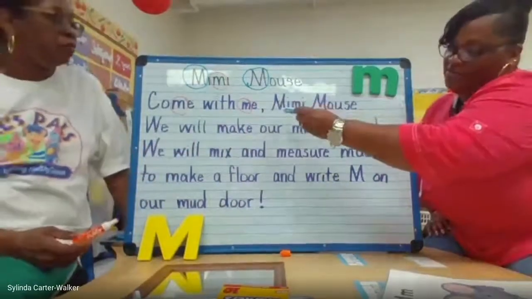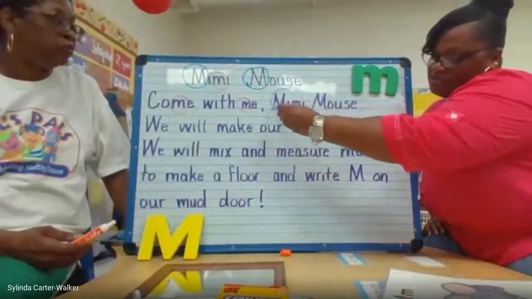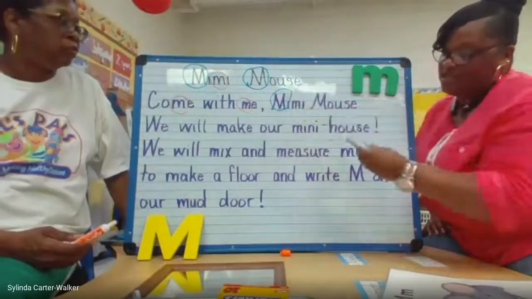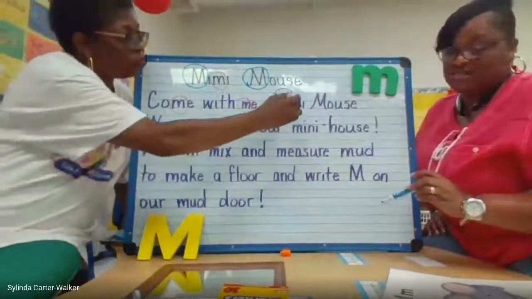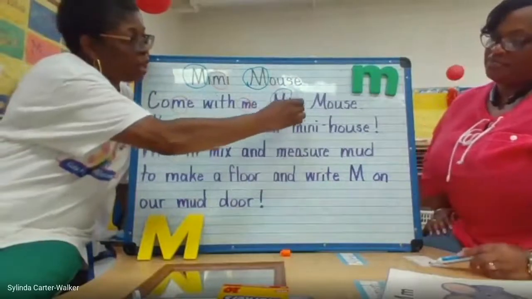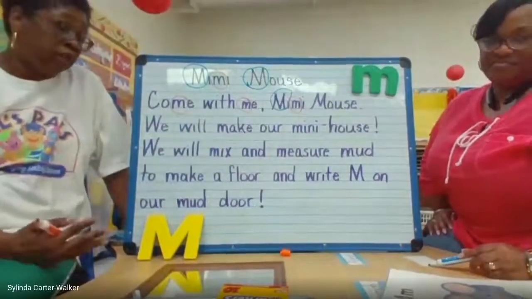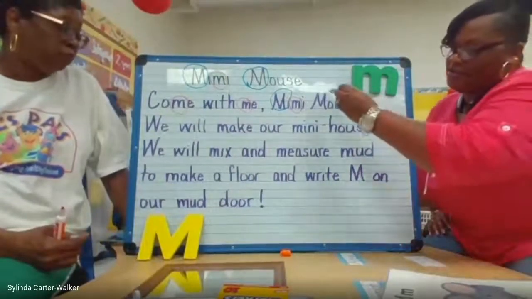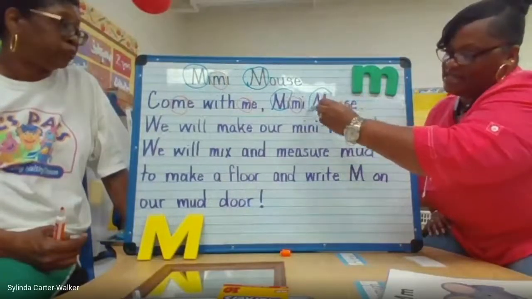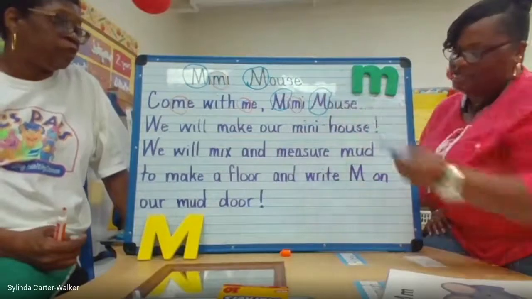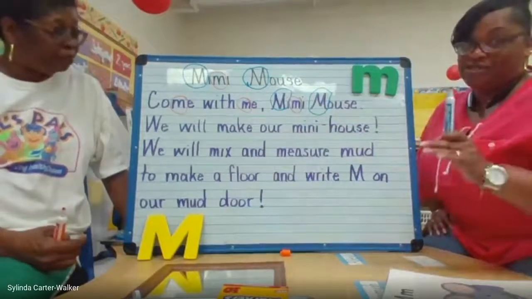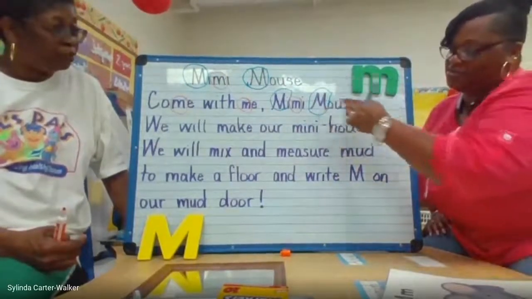And here we have Mimi. That's her name, so we have to circle it, because it's capitalized. And we have the lowercase m in the middle of her name. And the first letter of her last name is capitalized because it is her name. And we circled it because it is a capital M.